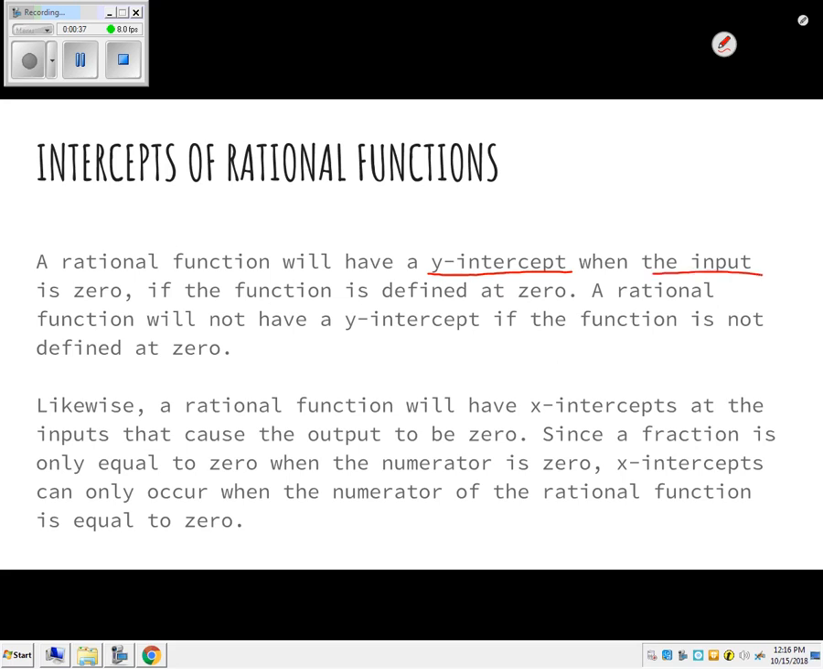You simply take the input, which is going to be your x value, and set it equal to 0. Okay, let's put a little x up there. And so if it's defined, it'll work. If it's not defined, then there's not a y-intercept.